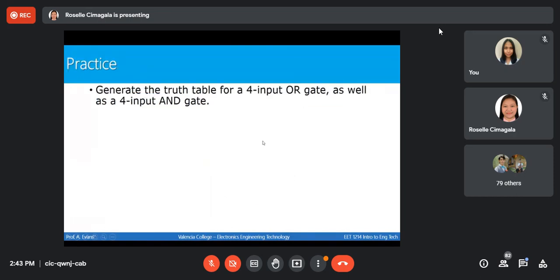So take a minute and try to generate the truth table for a 4-input OR gate and a 4-input AND gate using what we discussed just right now. Keep in mind the pattern that we talked about for setting up a truth table and see if you can set it up for 4 inputs and then fill in the output. So take a second right now, pause this video, and see if you can try that on your own.